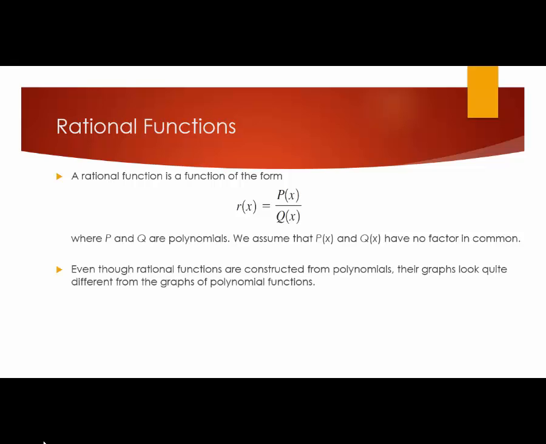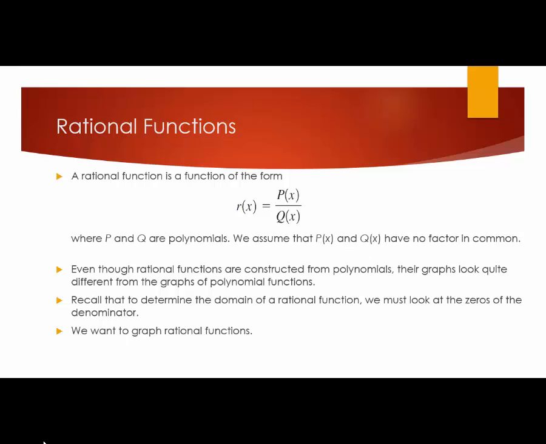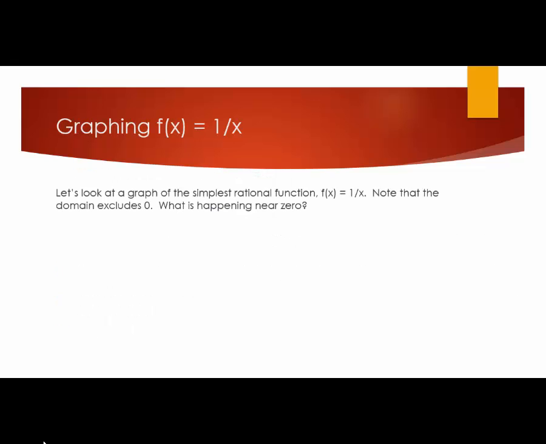Even though rational functions are constructed from polynomials, their graphs look significantly different than those of polynomial functions. We'll still find intercepts and look at some important values that way, but the graph looks different. Recall that to determine the domain of a rational function, we have to look at the zeros of the denominator. We would exclude those values from our domain. We want to graph rational functions.